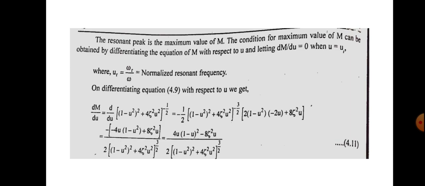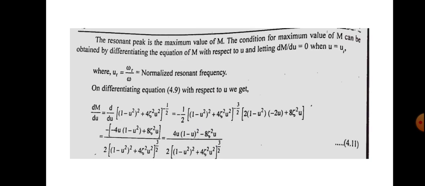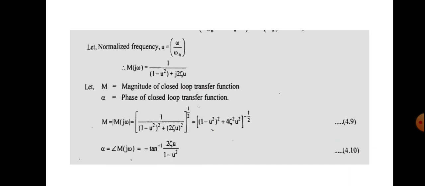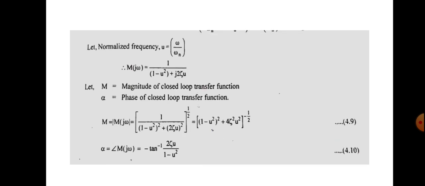So next, we have the magnitude term and the angle term, and now we can find the resonant peak. We know that a resonant peak is the maximum value. So for finding the resonant peak, we know the condition for finding the maximum value: we take the first derivative and equate it to 0. And we have a substitution here. We can substitute ur equal to omega r by omega n, which is the normalized resonant frequency, and we have equation 4.9 that gives the value of M.